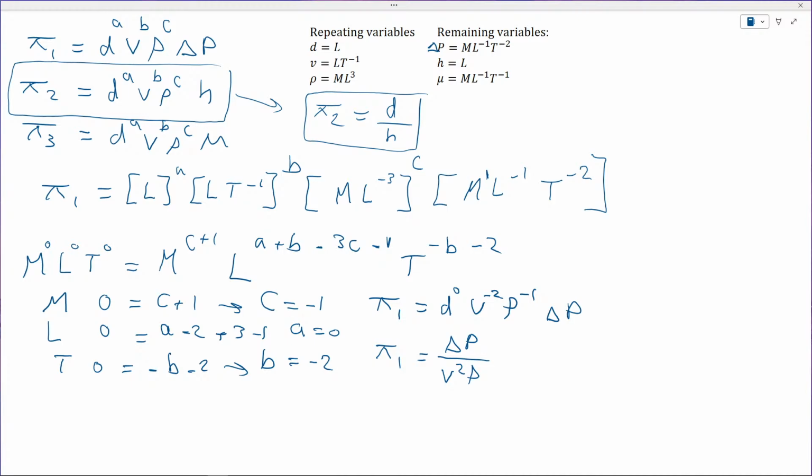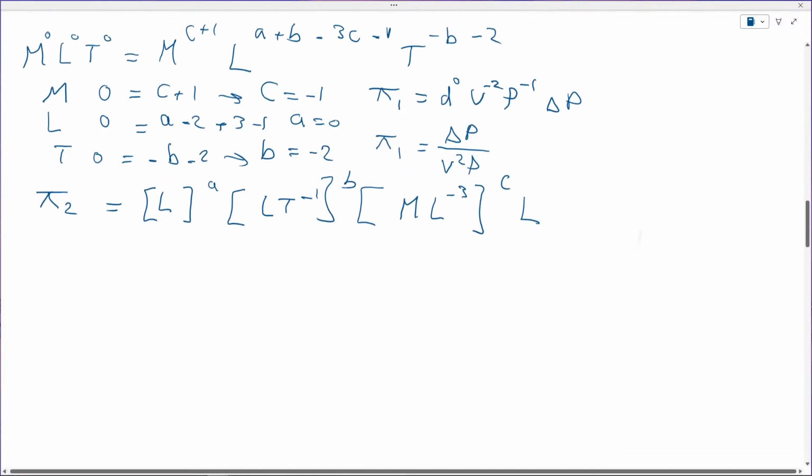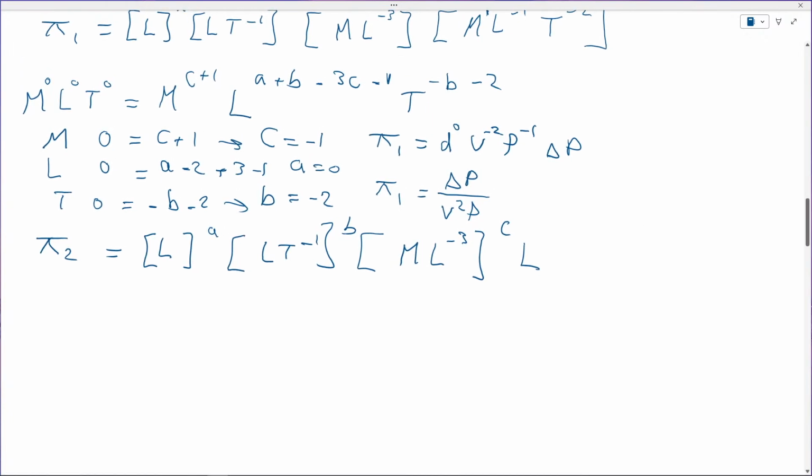So let's do it systematically. I will say pi 2 is equal to d, so that is length, to the power of a, times V, LT minus 1, to the power of b. I'm just copying from above. And rho, that is ML minus 3, to the power of c. And what do I have here? I have L, because that is my drop in pressure. Let's just do it systematically as we did before.